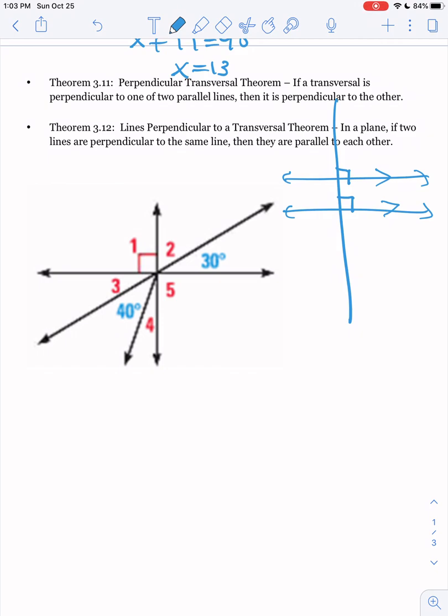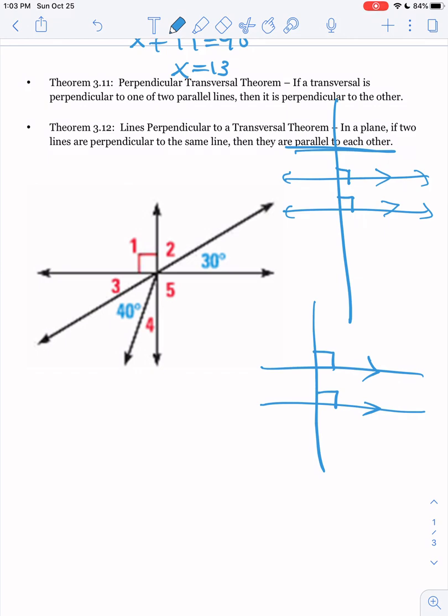The next theorem says if two lines are perpendicular to the same line, so we're given two lines and they're perpendicular to the same line, now we're allowed to assume that those two lines are parallel. So it's the converse of the first theorem. Let's go ahead and solve a little puzzle. So we're to find the missing angles 1 to 5.